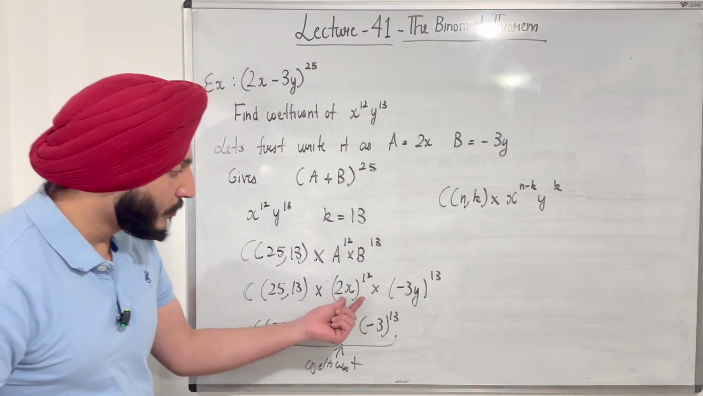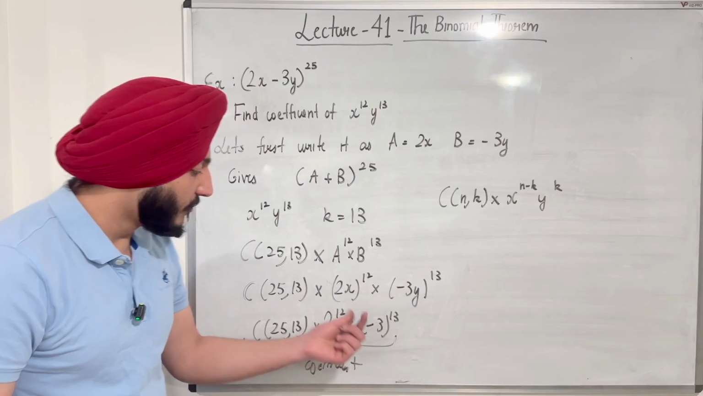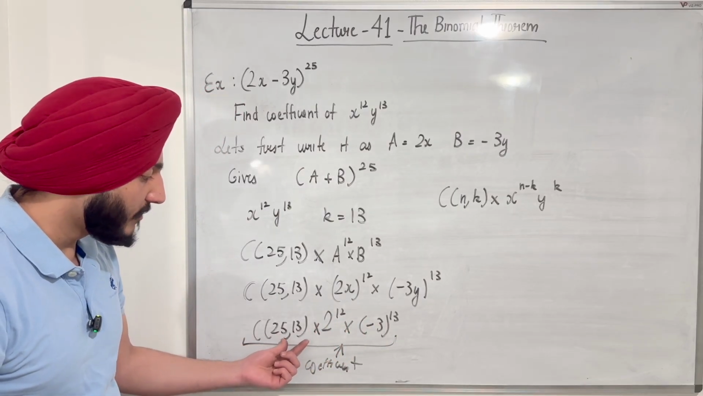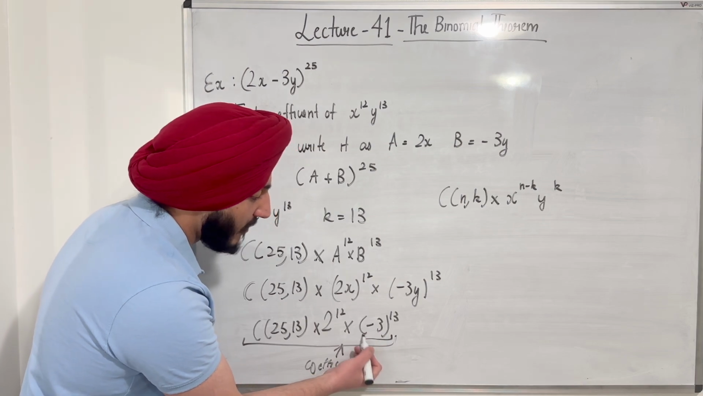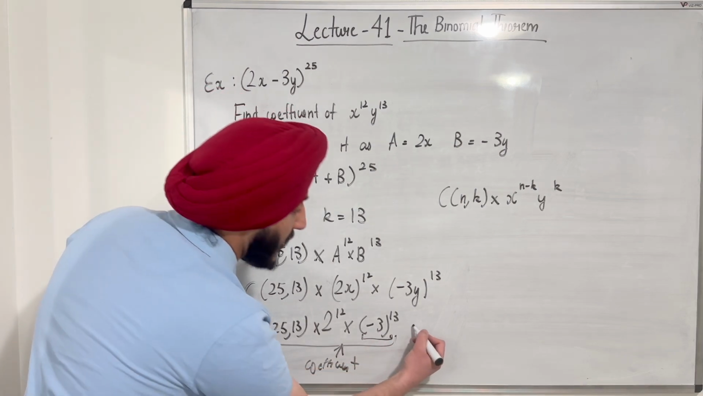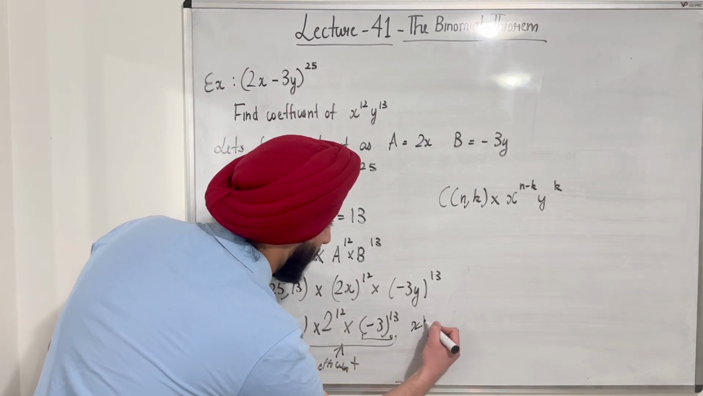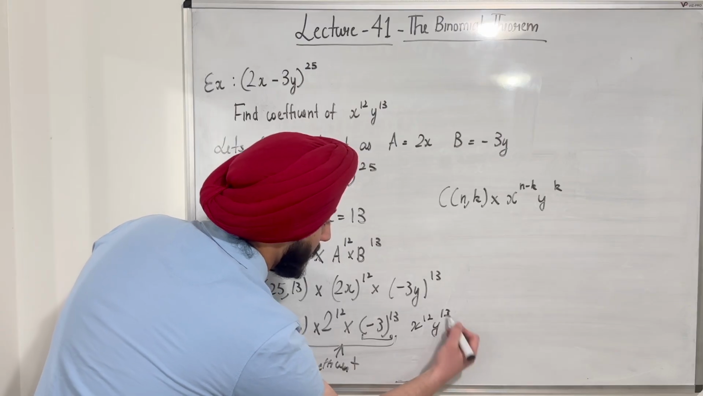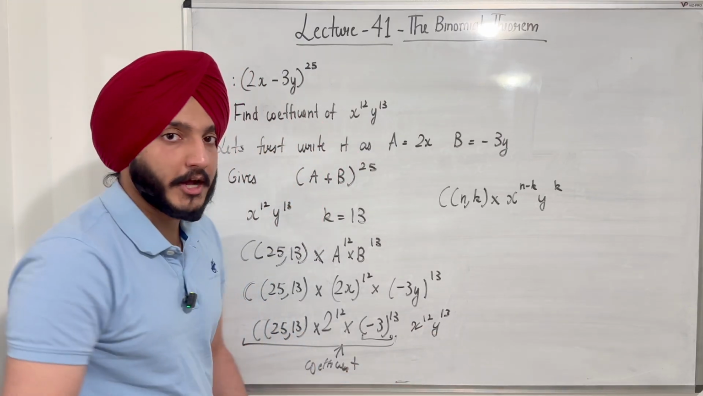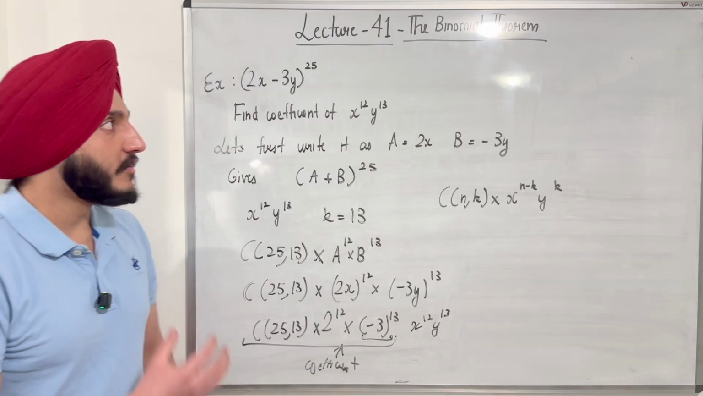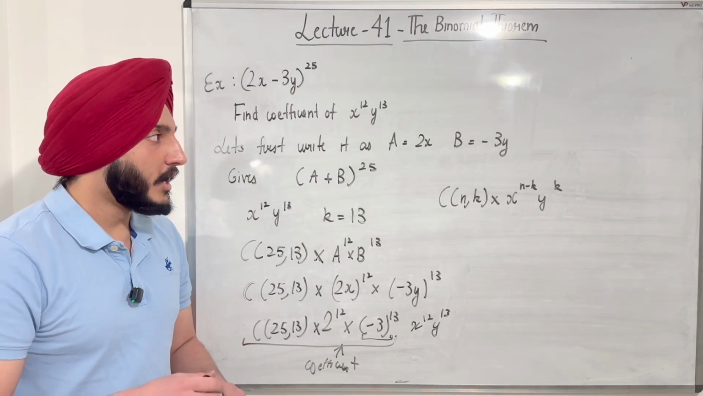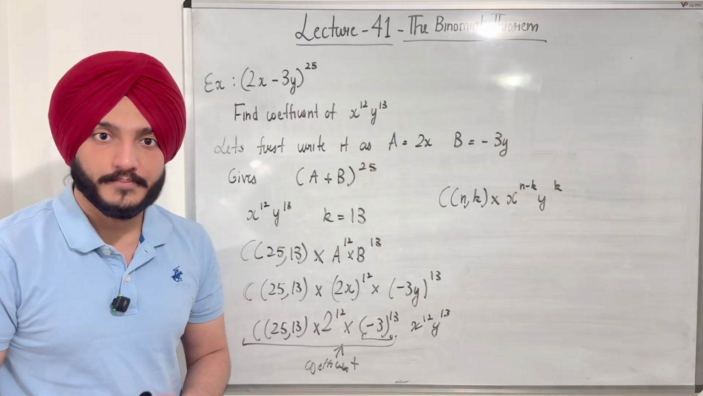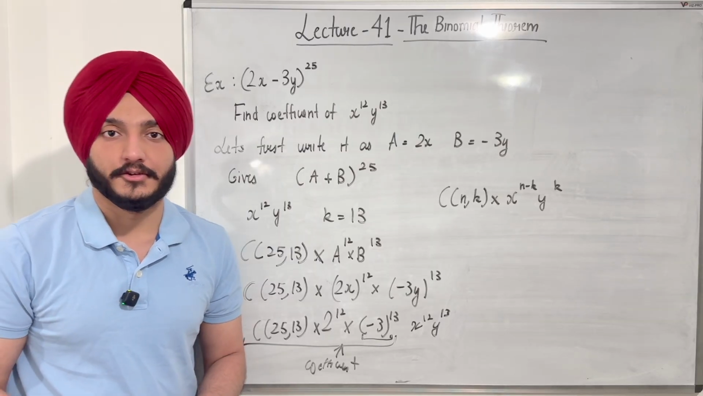We also had this 2 term and this minus 3 term. So the final answer was C 25 13, 2 to the power of 12 multiplied by minus 3 to the power of 13. And that would be with x to the 12, y to the 13. So this would be your next term, right? Okay. So I hope you were able to understand this, and I hope you guys were able to understand the binomial theorem. Now I'll be giving a bunch of questions on the board, and then we will move on to the next lecture.